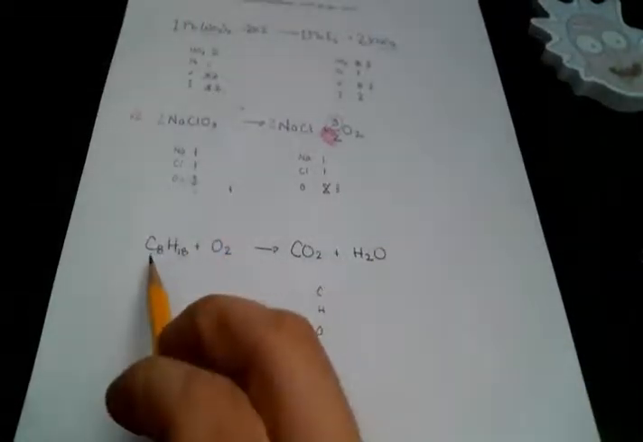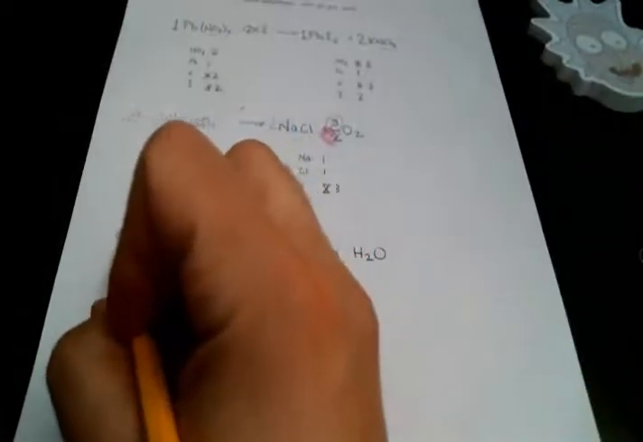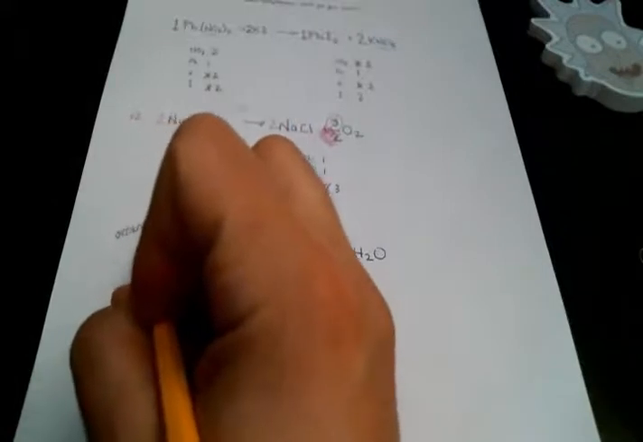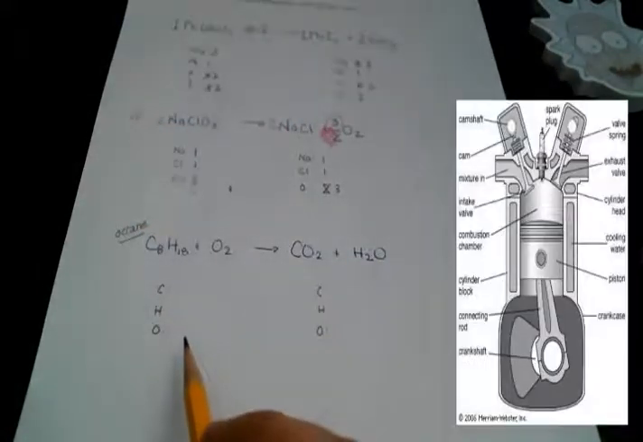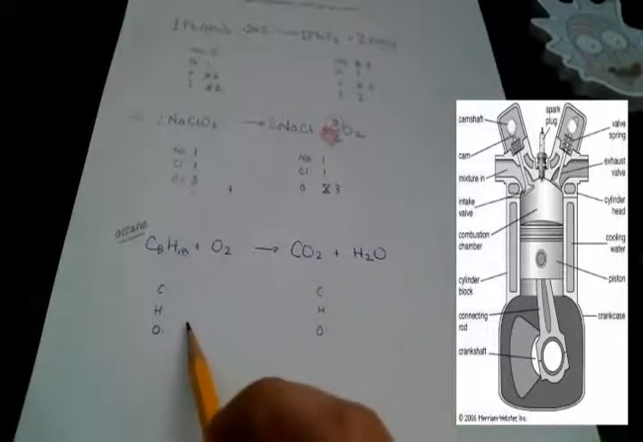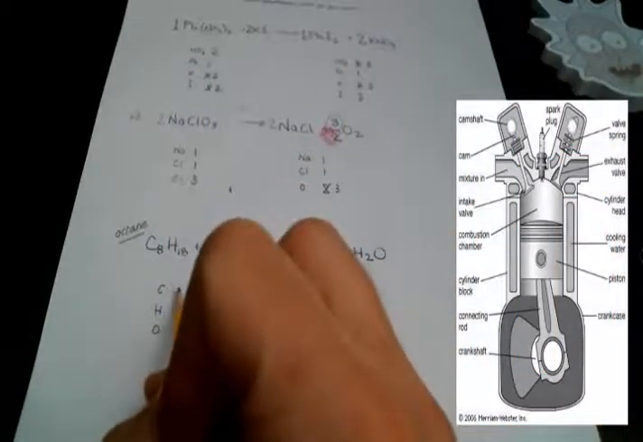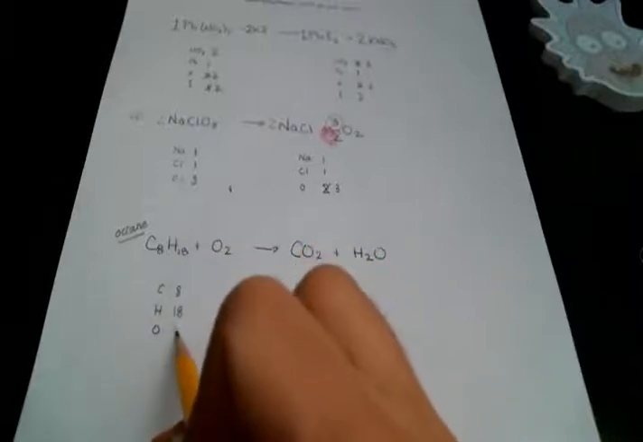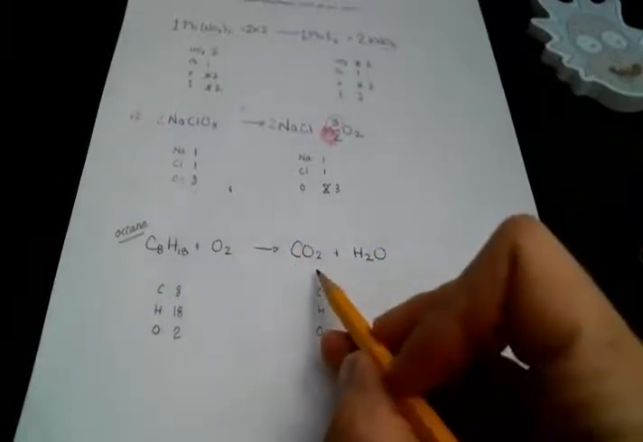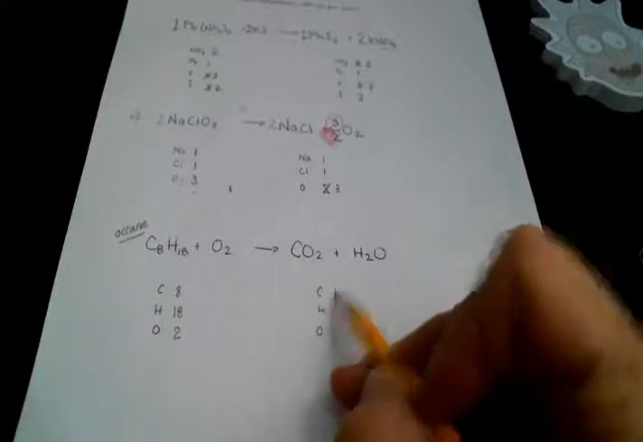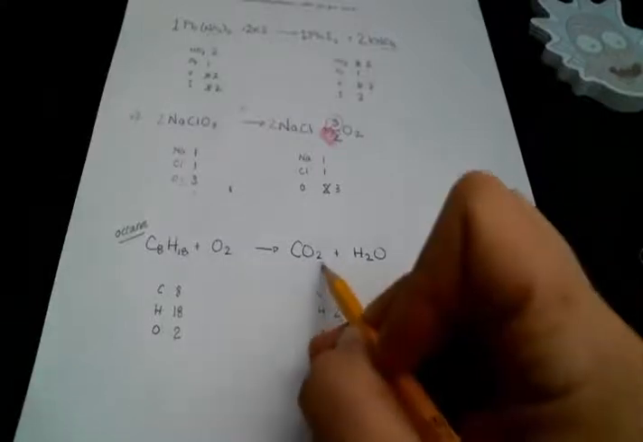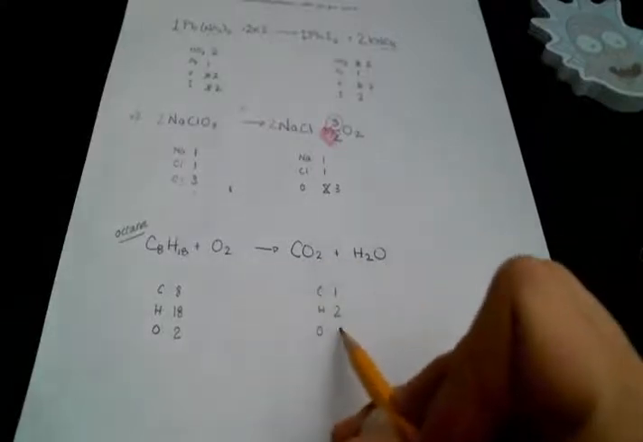Now C8H18, this is octane. So this is actually the reaction that's going on in the engine of your car to get your car to go places. Now let's count them up here. I've got 8 carbons, I've got 18 hydrogens, and I've got 2 oxygens. On the right side, much simpler here. I've got 1 carbon, I've got 2 hydrogens, and I've got 1, 2, 3 total oxygens.